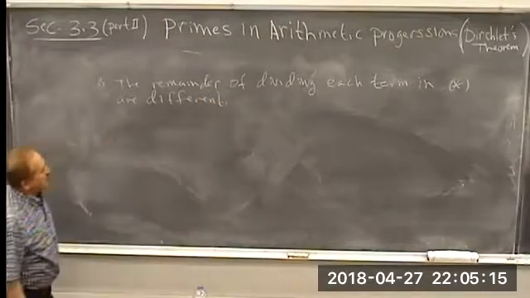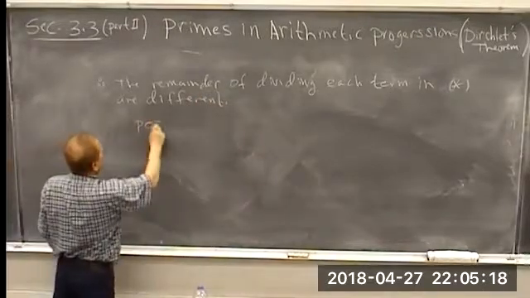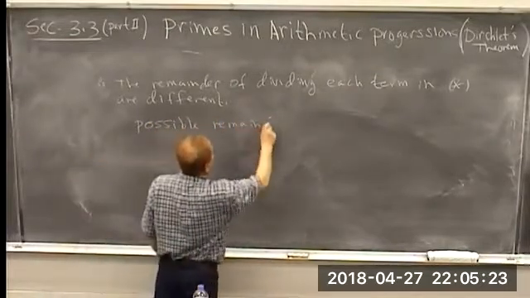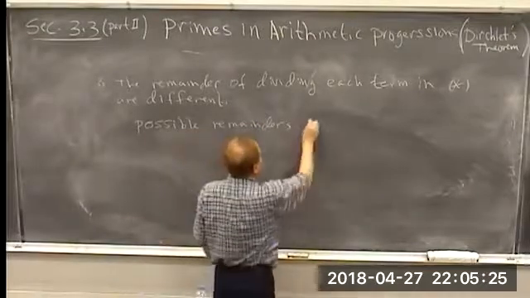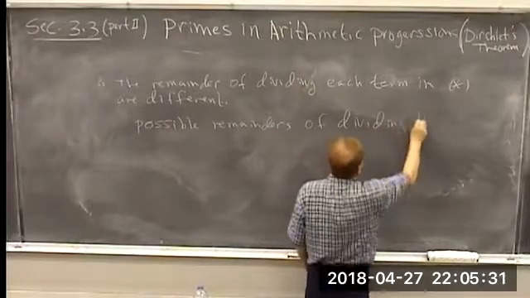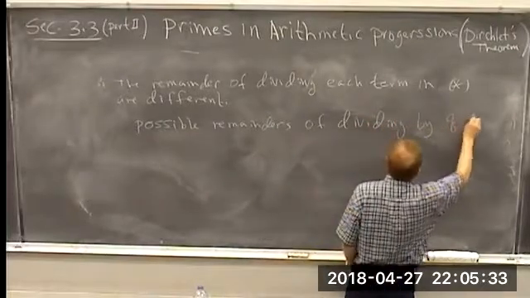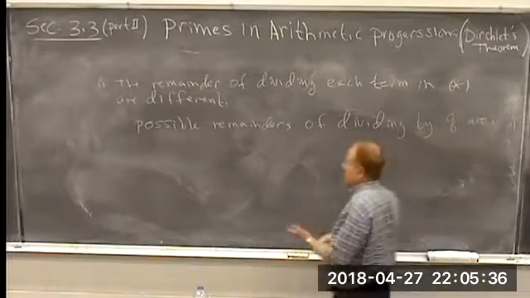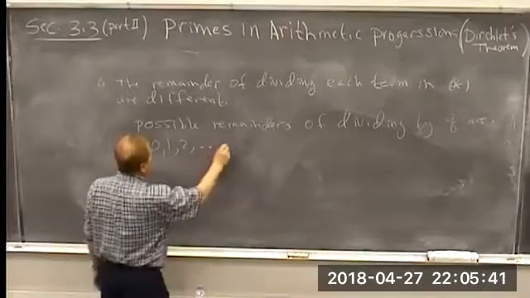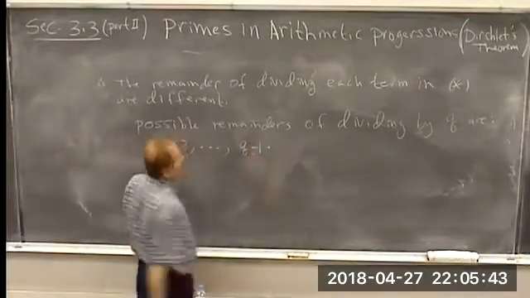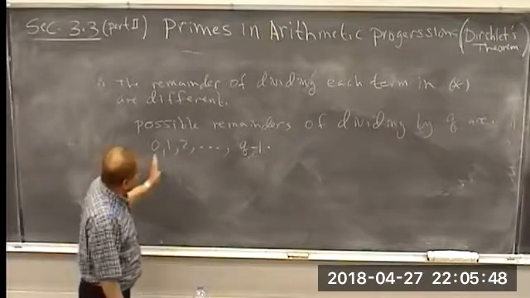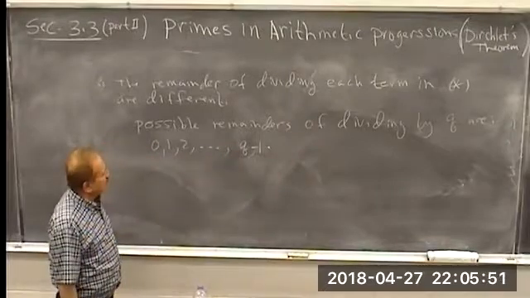But what are these remainders? Possible remainders of dividing by Q are either 0, if this number divides evenly, or 1, or 2, up to Q minus 1. Okay? Now remember, there are Q terms, and there are Q possible remainders in here.